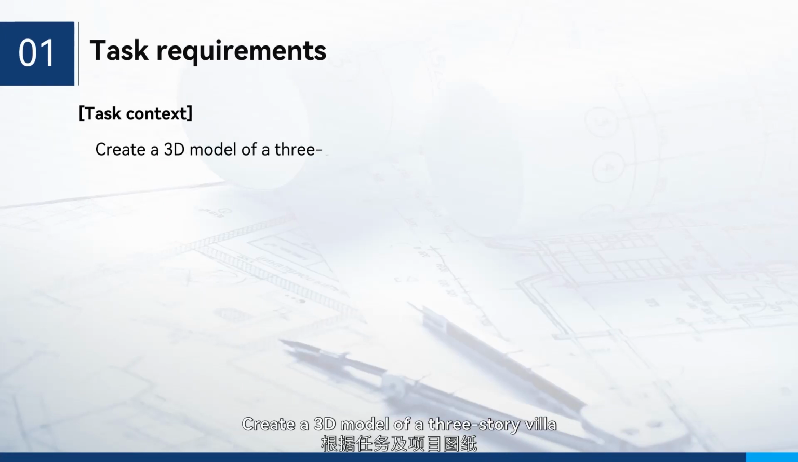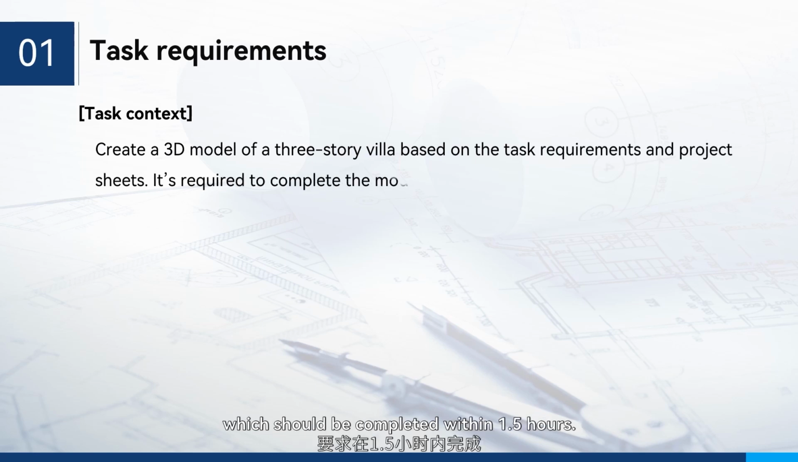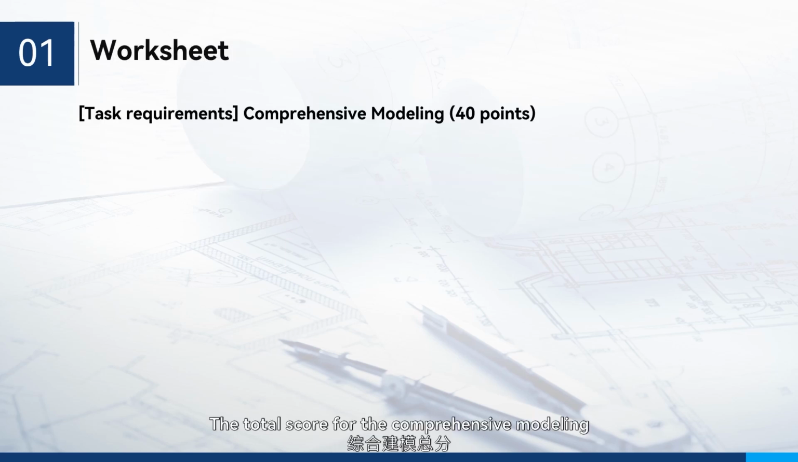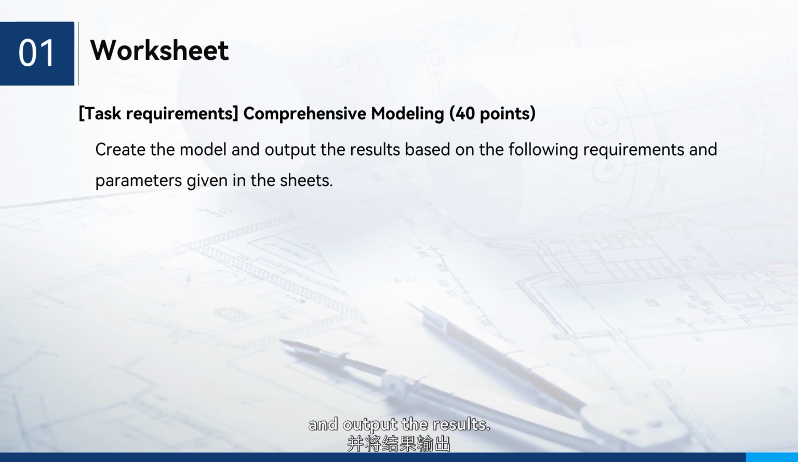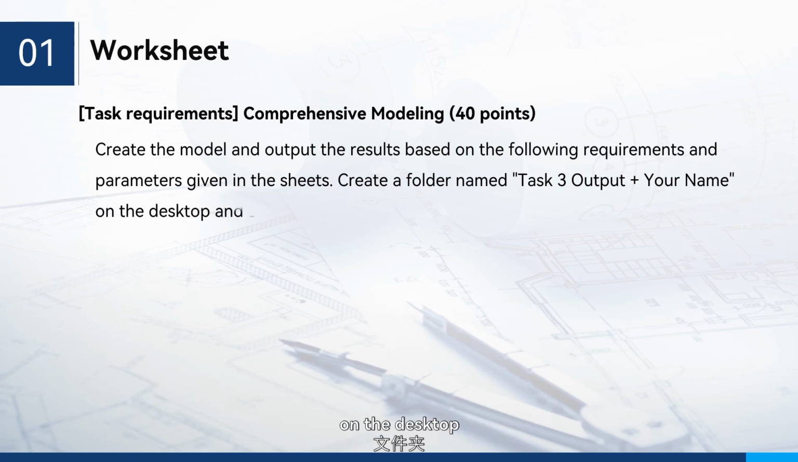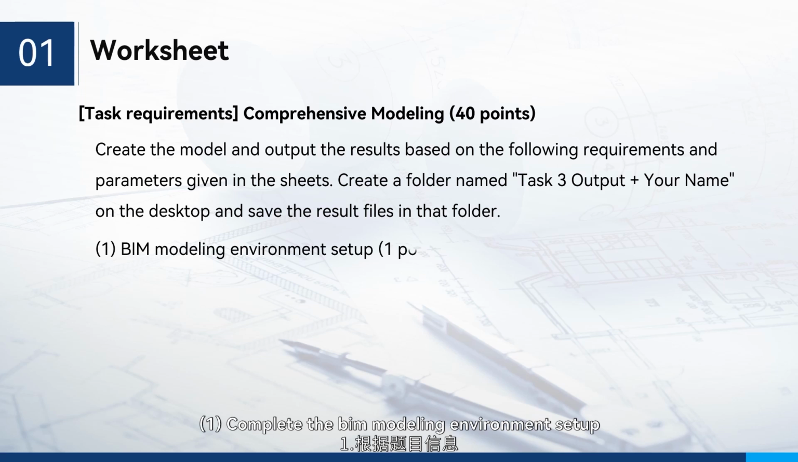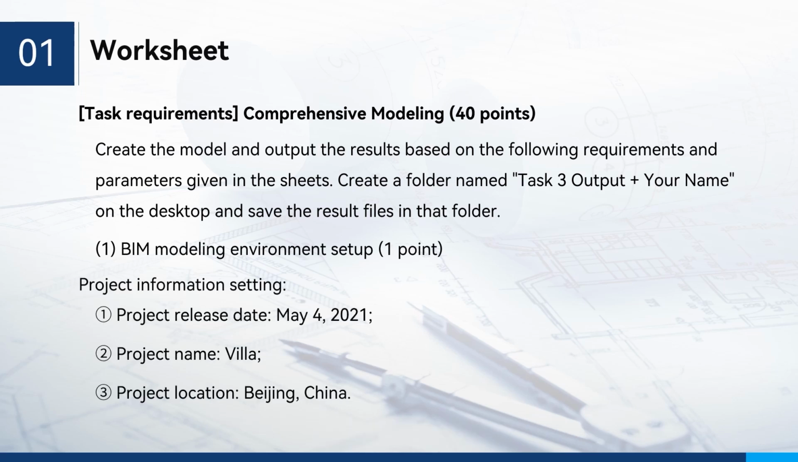Create a 3D model of a 3-story villa based on the given task and project drawings, which should be completed within 1.5 hours. The total score for the comprehensive modeling is 40 points. Specifically, create the model based on the given parameters and requirements, and output the results. Create a folder named Task 3 Output plus your name on the desktop and save the result files in that folder. 1. Complete the BIM modeling environment setup based on the task information.